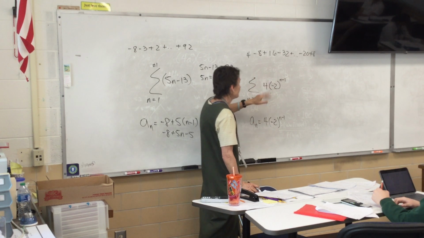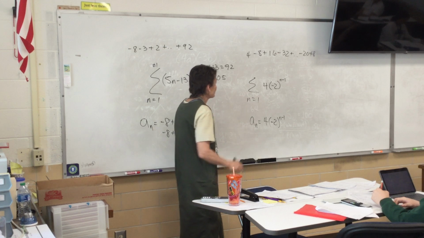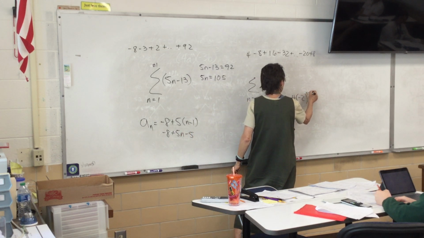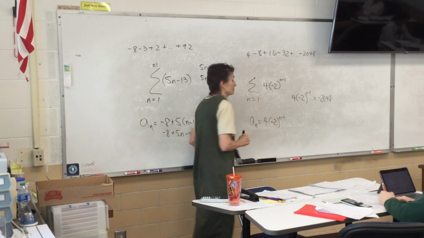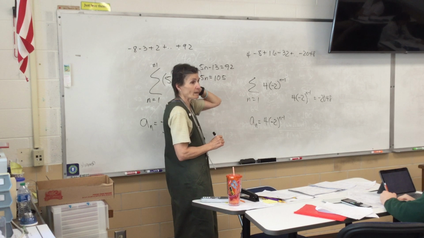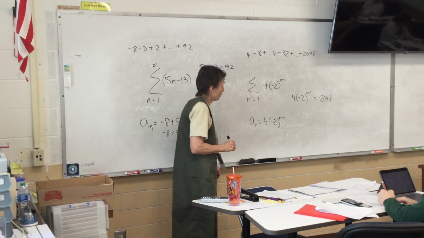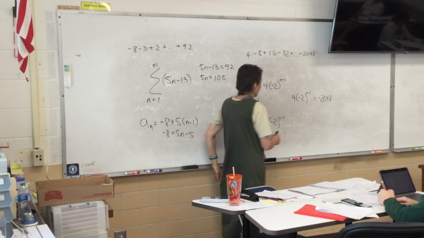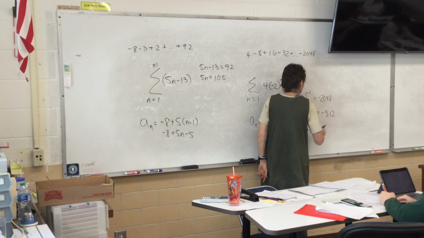So this is good. But again, we have to stop, right? So I have to figure out what I put in for n that would give me -2048. Right? This is a little harder to solve. What do you think we should do first? Divide by 4, absolutely. -512.